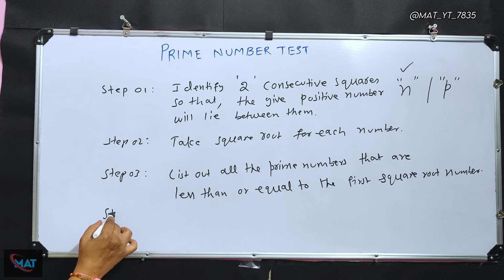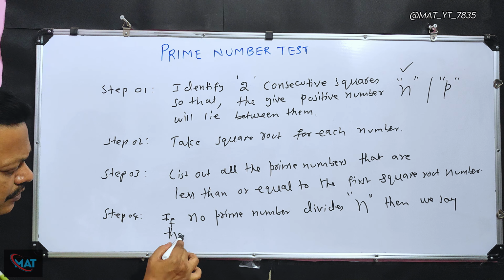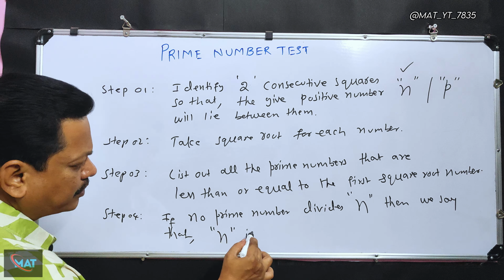Step 4, the last step, if no prime number divides n, then we say that n is a prime number.